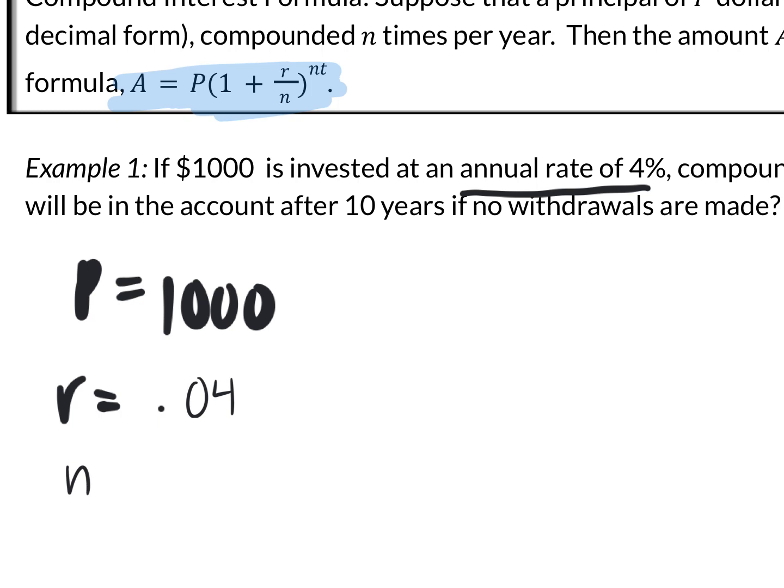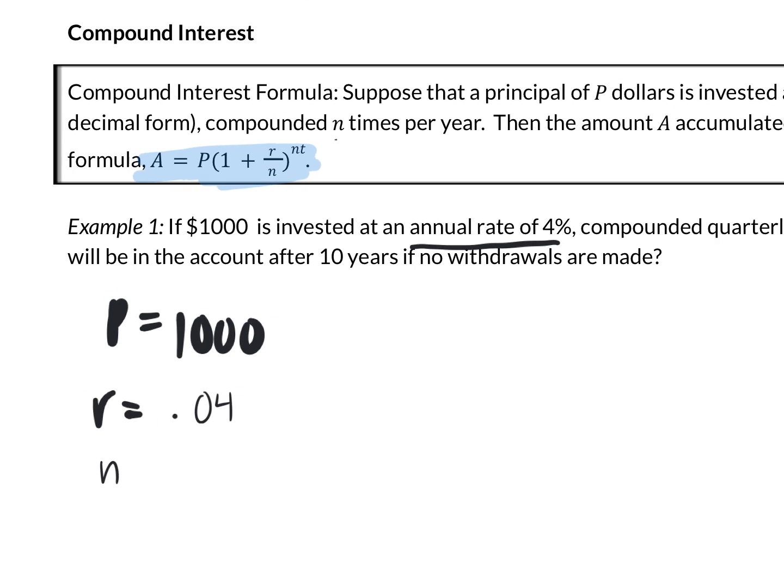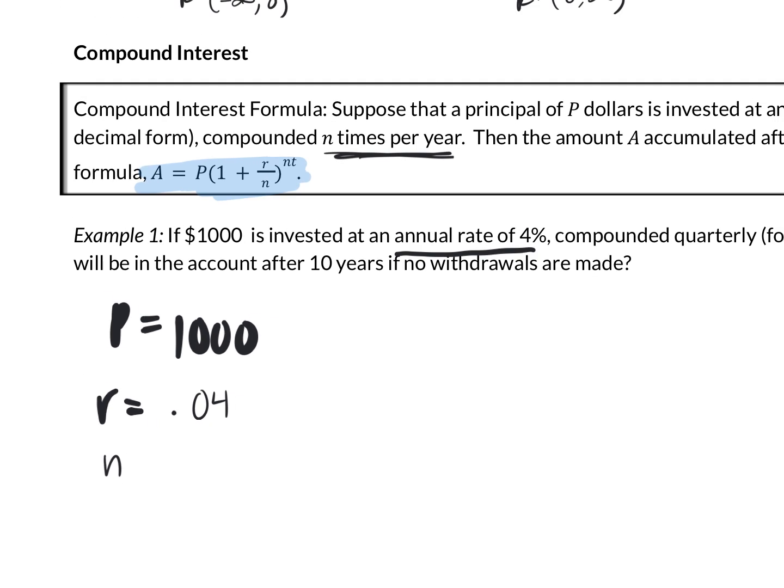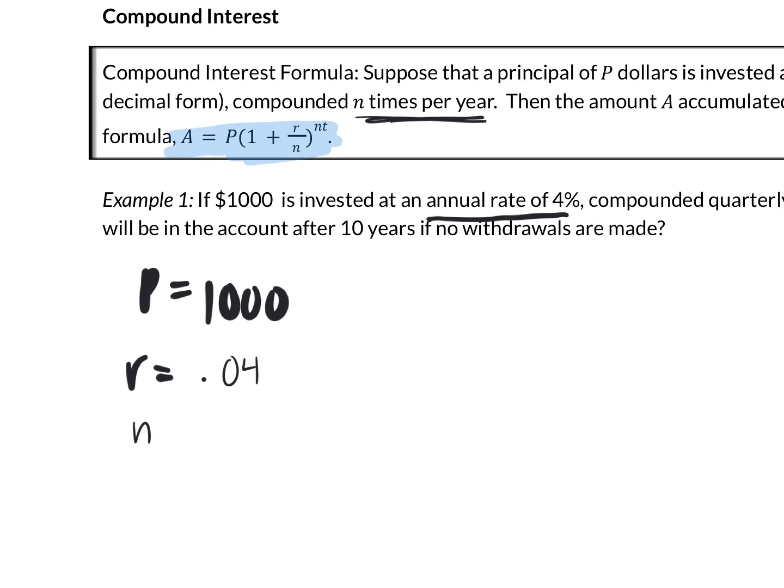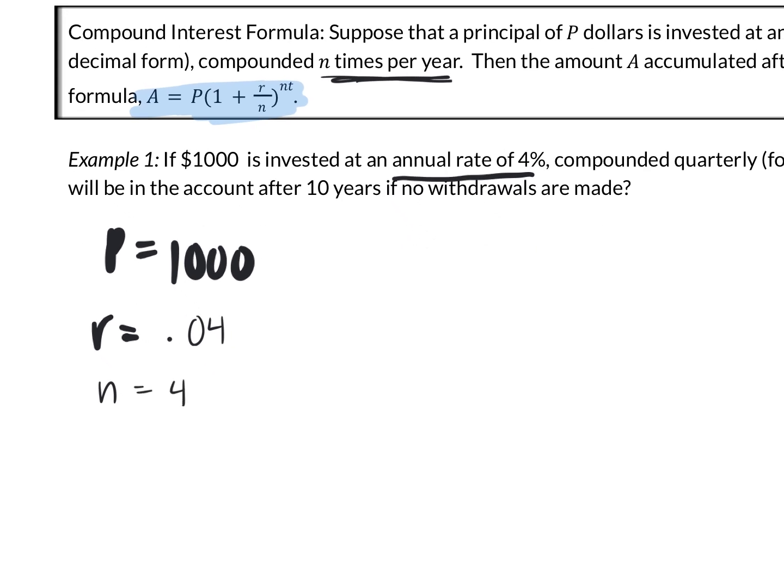Your N stands for number of times per year. So it says compounded quarterly, which means we are 4 times per year. If it was annually, how many would it be? 1. If it was semi-annually, it would be 2. Okay, good. And then my T is my time in years, so 10.